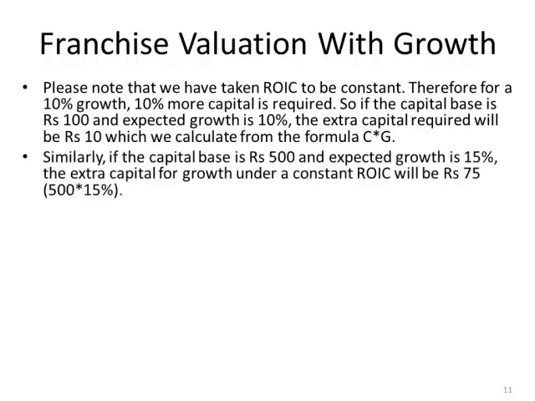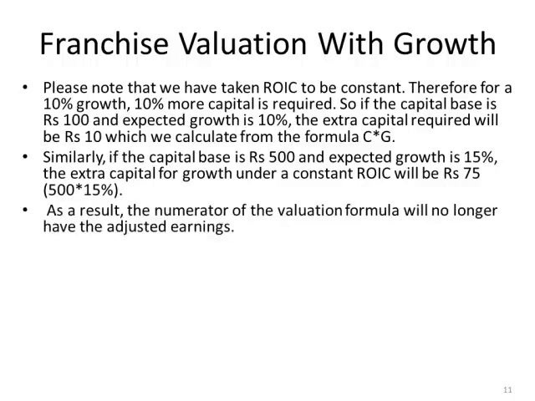Or suppose another example: if the capital base is 500 and the expected growth is 15%, then the extra capital for growth under a constant ROIC will be 75, which is simply 500 times 15%. So as a result, the numerator of the valuation formula will no longer have adjusted earnings.